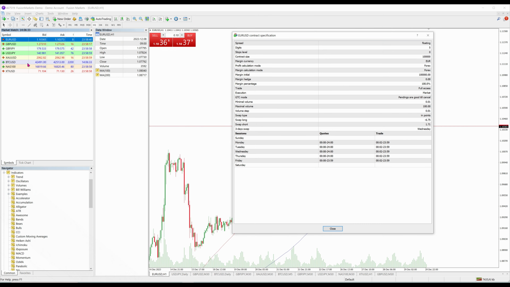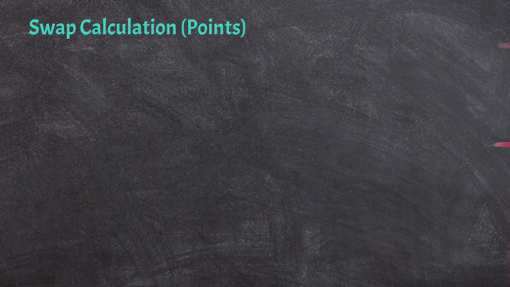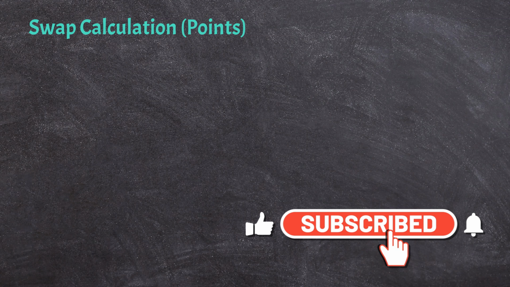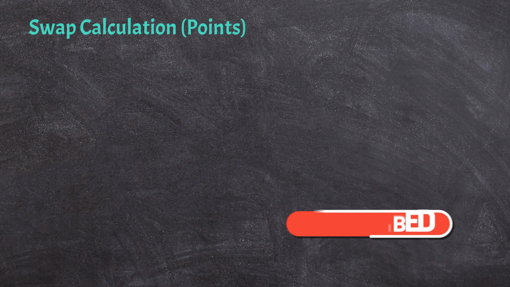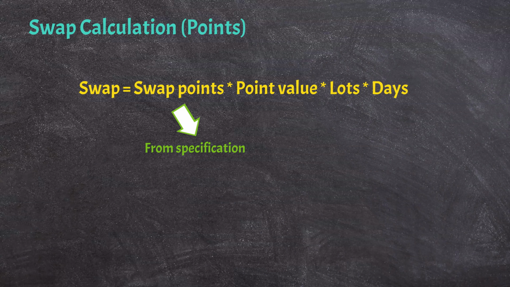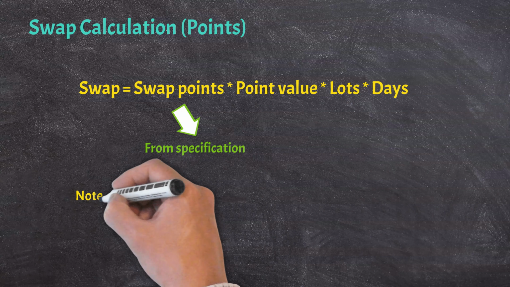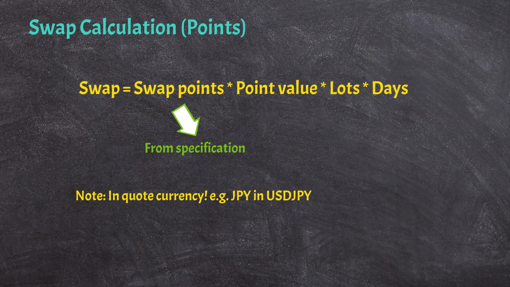When checking the specification, note the swap rates will change slightly on a day-to-day basis. Different brokers will offer slightly different swap rates, and you should consider swaps together with spreads and commissions. Now let's figure out how to calculate swaps in points. This most often applies to Forex and spot metals. Here's the formula. This will give you swaps in the quote currency, which is the second currency in your Forex pair.